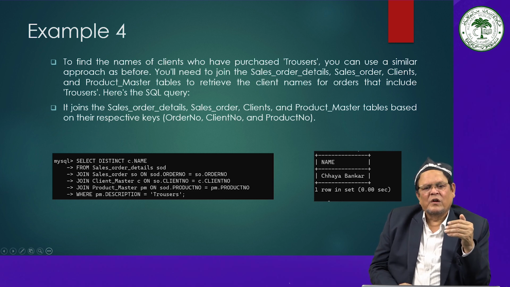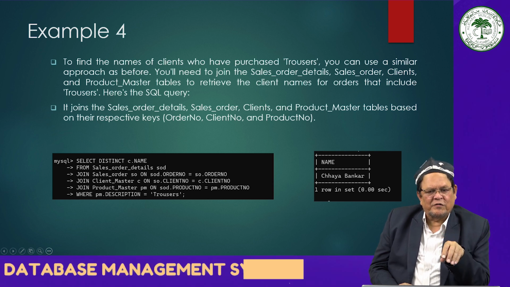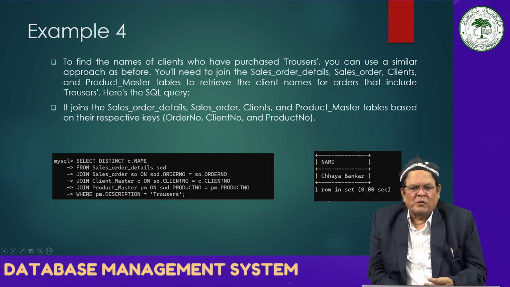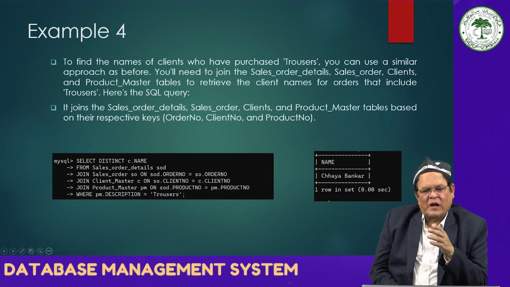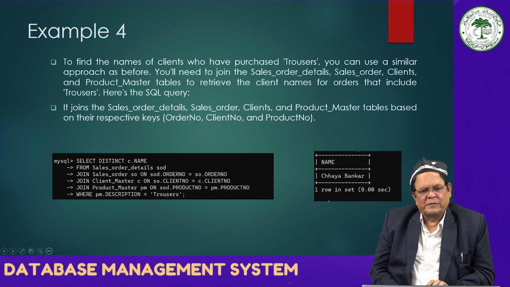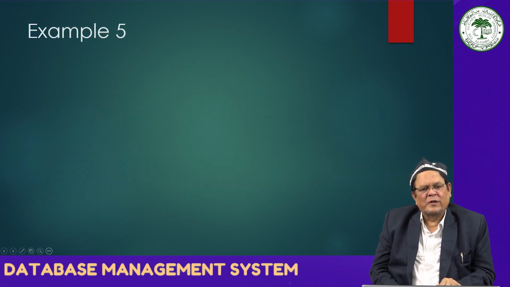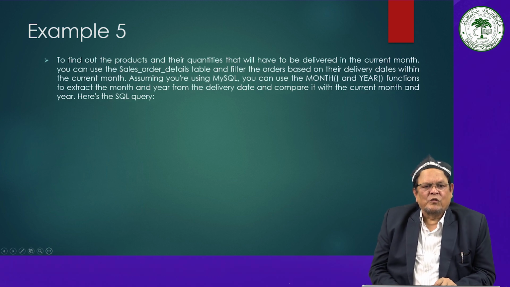If you want trouser and t-shirts like that, you can add more. When you press, it means this will join the sales order details, sales order, client and product master tables based on their respective keys. What are the keys? Order number, client number and product number. When you press, it will display the name Chaya Bunker, only one row, because you want a distinct.